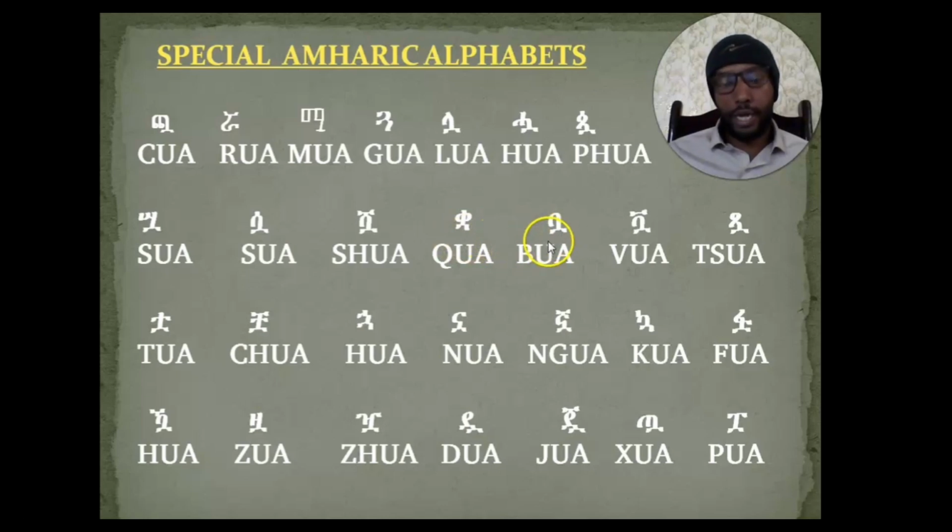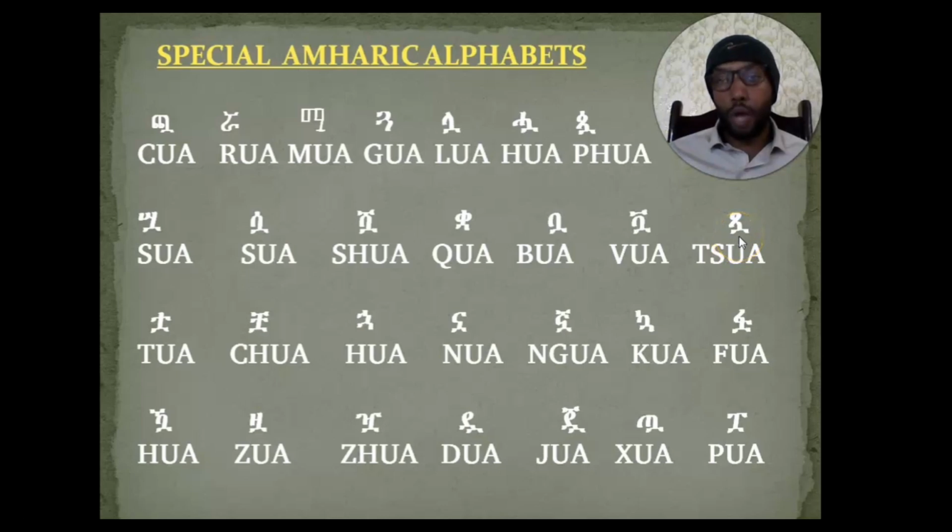So this special Amharic alphabet is called what? Poa, and it came from the basic alphabet called Pa, okay? Whereas this special Amharic alphabet is called what? Voa. We have said that there is a basic Amharic alphabet called Va. So this Voa comes from the basic alphabet called what? Va. Okay?